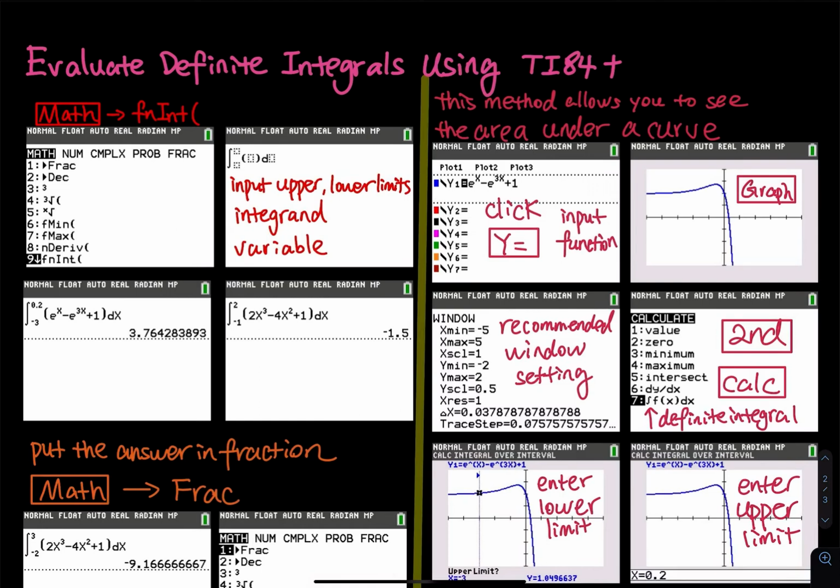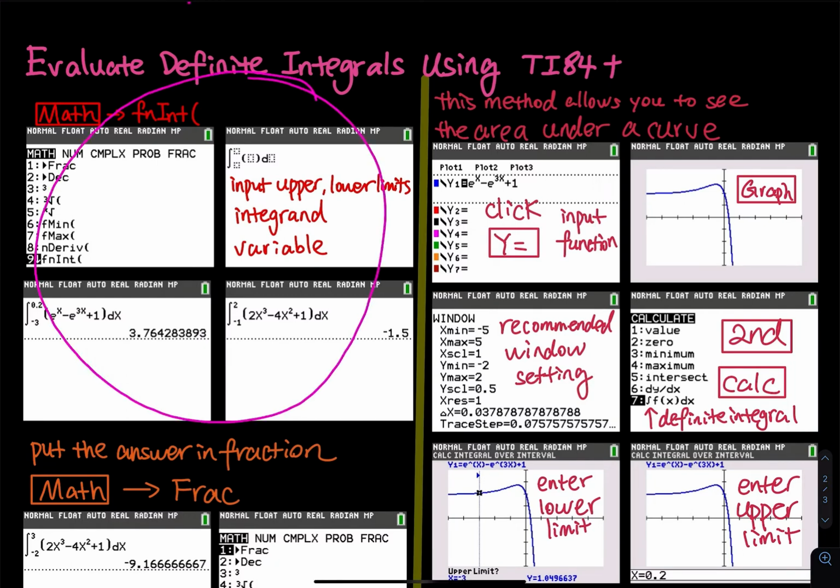Evaluate definite integrals using the TI-84 Plus. This technique will definitely bring you extra insurance when you are taking an exam. I divided my notes into two pieces, one on the left half and one on the right. Let's start with the first piece on the left.